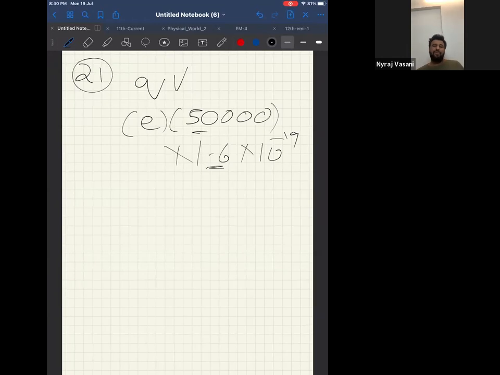In fact, 5 into 1.6, if I take, it is exactly 8. Then the 10 power you have to adjust. Getting it, all of you? Yes, sir. Please make sure A is the wrong answer. A is the most common wrong answer. You should not fall into that trap of A.